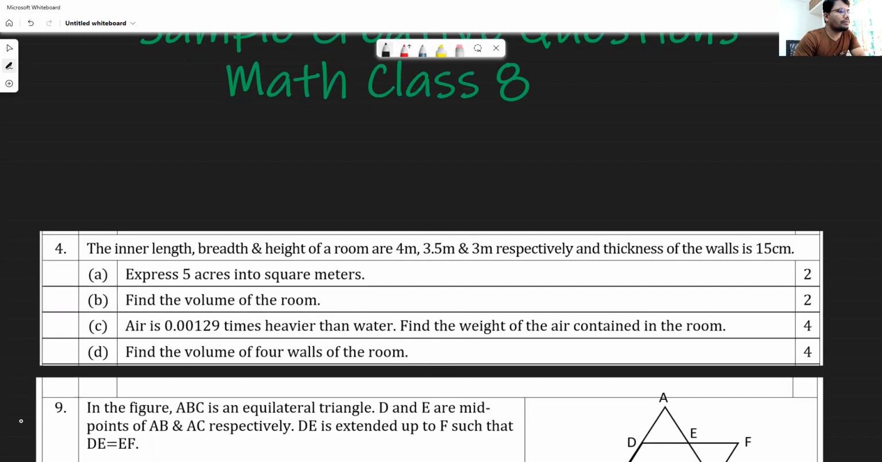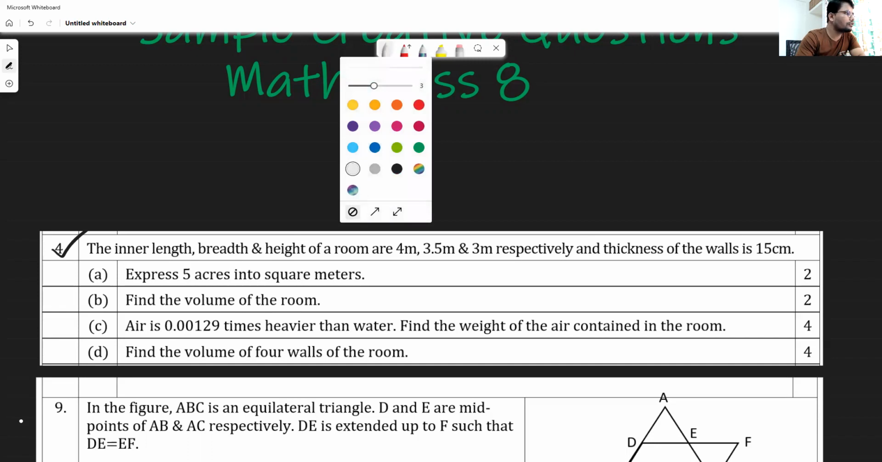The inner length, breadth, and height of a room are 4 meter, 3.5 meter, and 3 meter respectively. The thickness of the wall is 15 centimeter. So this information is given here. According to this information, we have to answer 4 questions in the new format final term exam.